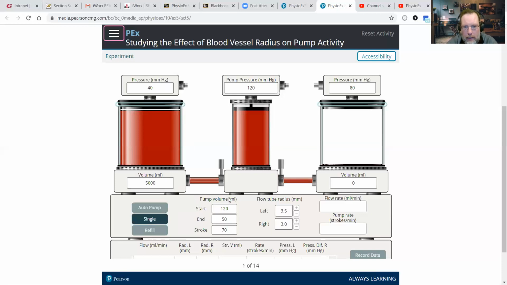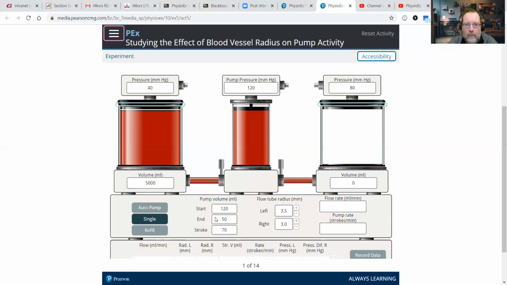Now, we come down and look at some of these other numbers. We've got the pump volume, and we're looking at this pump volume at the start of 120 milliliters. Remember, that could also be called the end diastolic volume. This is the amount that's in the left ventricle while it's filling, and once it's done filling, we call that the end diastolic volume. In other words, the pump is relaxed, or the ventricles are relaxed, and they're receiving blood. So that end diastolic volume is 120 mLs.